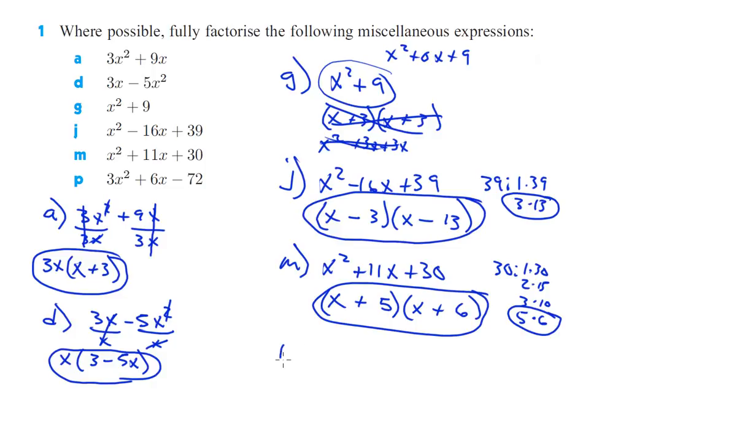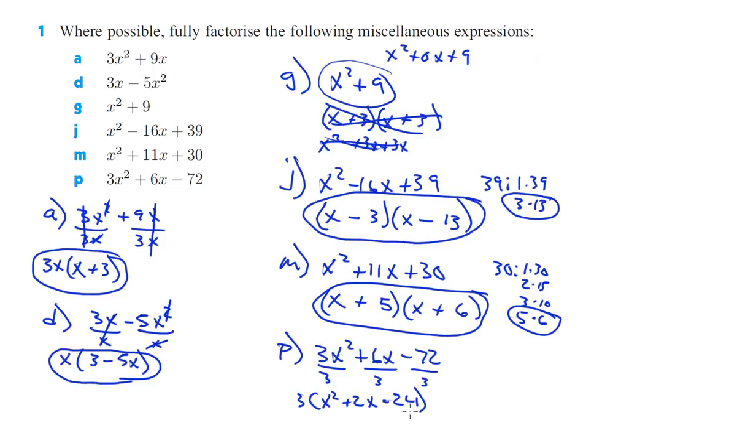All right, and then last one, P, we've got 3x squared plus 6x minus 72. If you look in here, all of these have a factor of 3, so let's factor a 3 out of all of those first. So we have 3, and now we have x squared plus 2x, and then 72 divided by 3. What is that? Let's see, that's going to be 24. That's what it is.